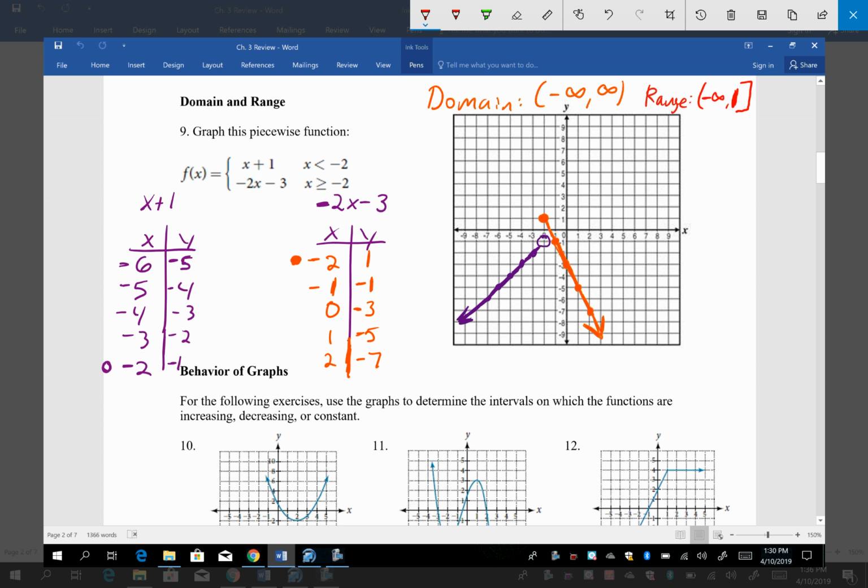But why don't we use the other part of the function? Why would we use the orange one? I'm using purple and orange for the lowest y value, but the highest y value is on the orange piece. And again, I don't want you to think they're different functions. Range is y. Range is up to 1. Great.